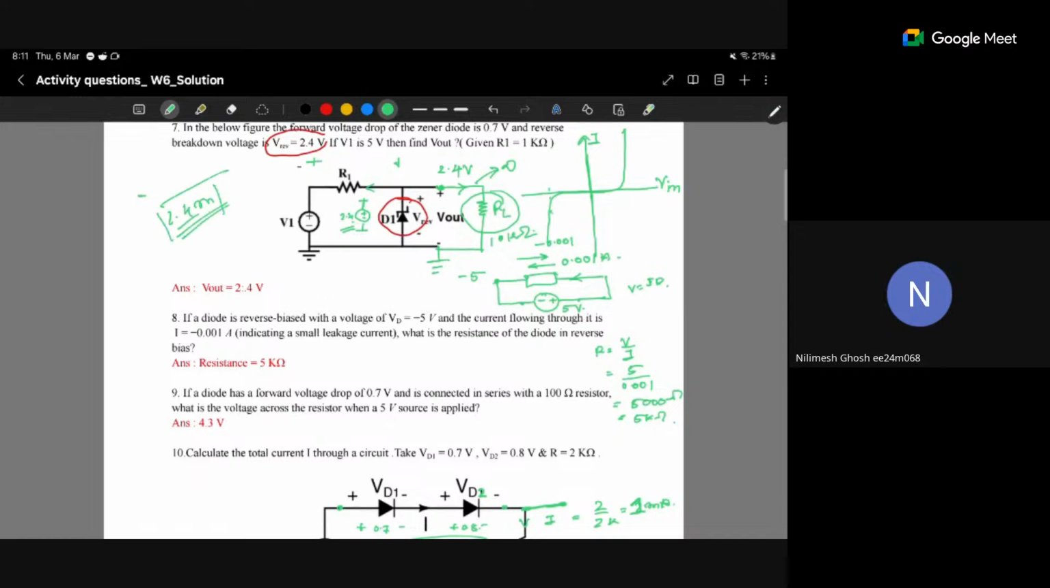Now, is it an infinite amount of current? No, sir. We are going to take energy through the RL. We are utilizing the energy through RL.